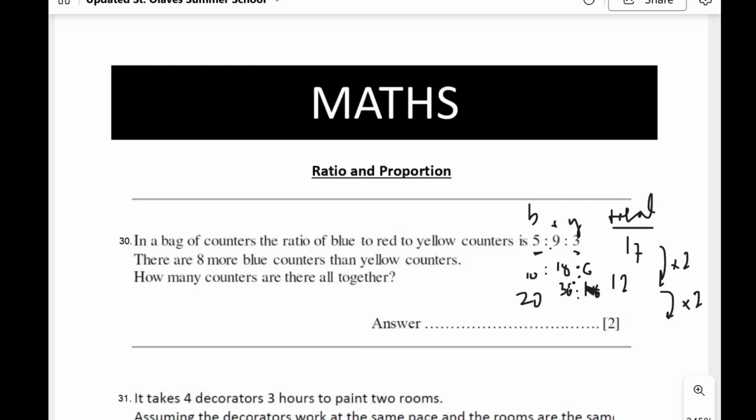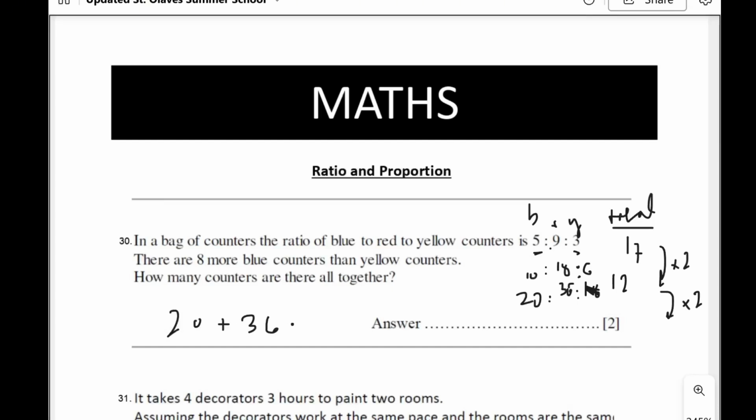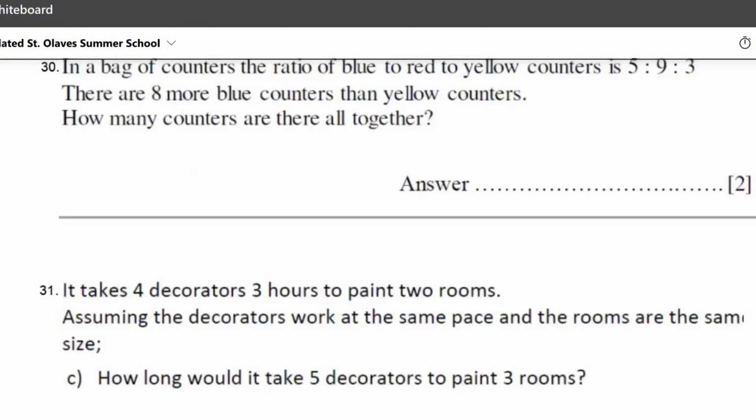So after we've doubled it again, because we're trying to find how many multiples of 17 we need, do we have 8 more blue counters than yellow counters? Yes, 20 minus 12 is 8. So how many do we have altogether? We have to add 20 plus 36 plus 12, which you add up units, that gives you 6 plus 2, 8. You add up tens, 2 plus 3 plus 1 gives you 6. The answer is 68.